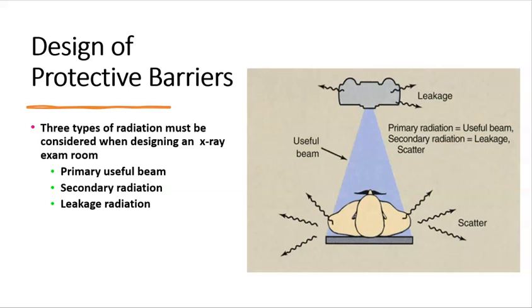Now we're going to look at the protective barriers. So 3 types of radiation must be considered when designing an X-ray room. We have primary useful beam, secondary radiation, and leakage radiation. So we have primary beam, that's what's coming out of the X-ray tube. Secondary radiation is what is scattered, right? So it's what has changed direction. And we have leakage radiation, and the leakage radiation is what is coming out of the X-ray tube housing, okay?